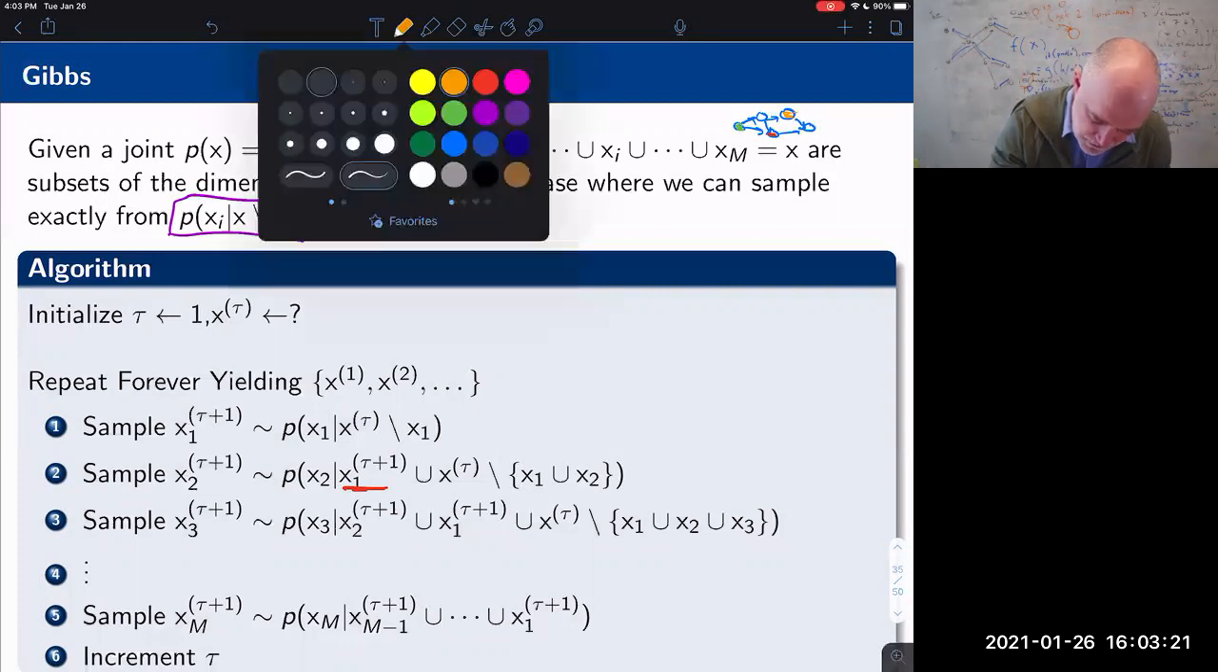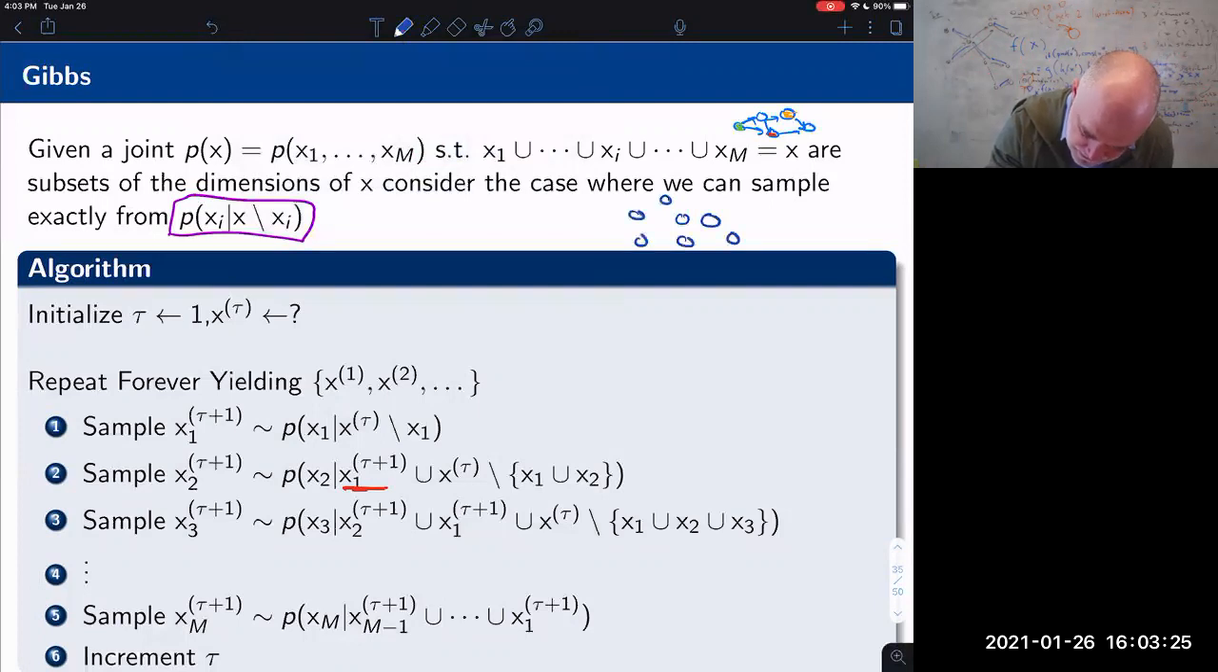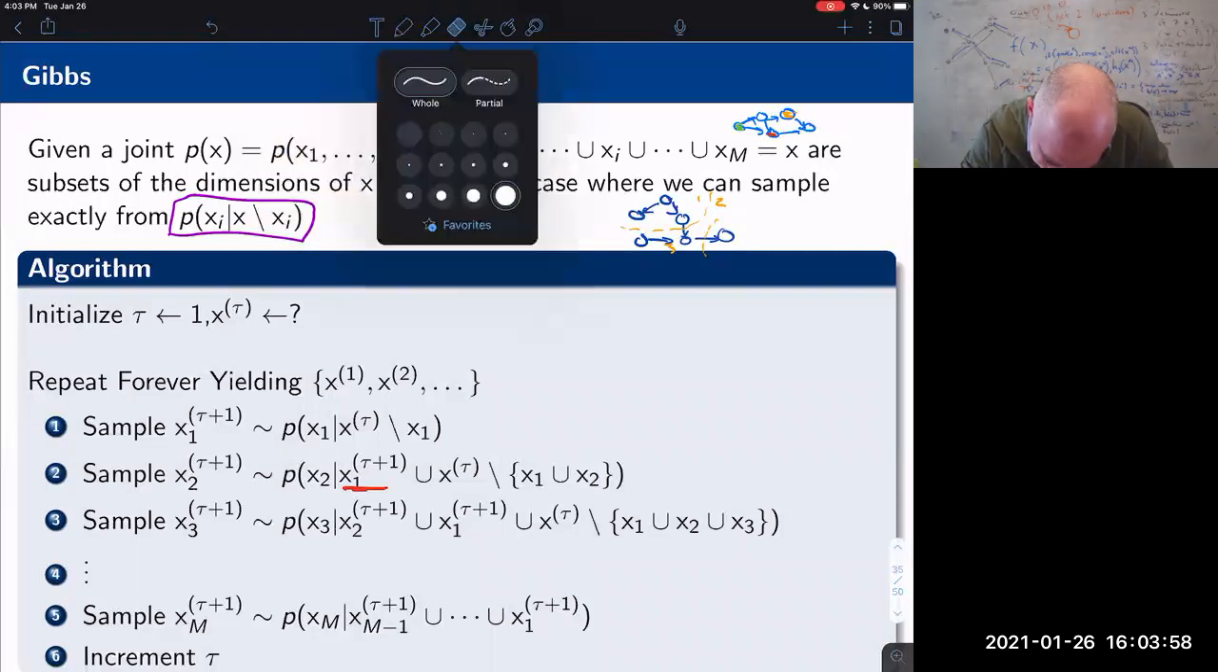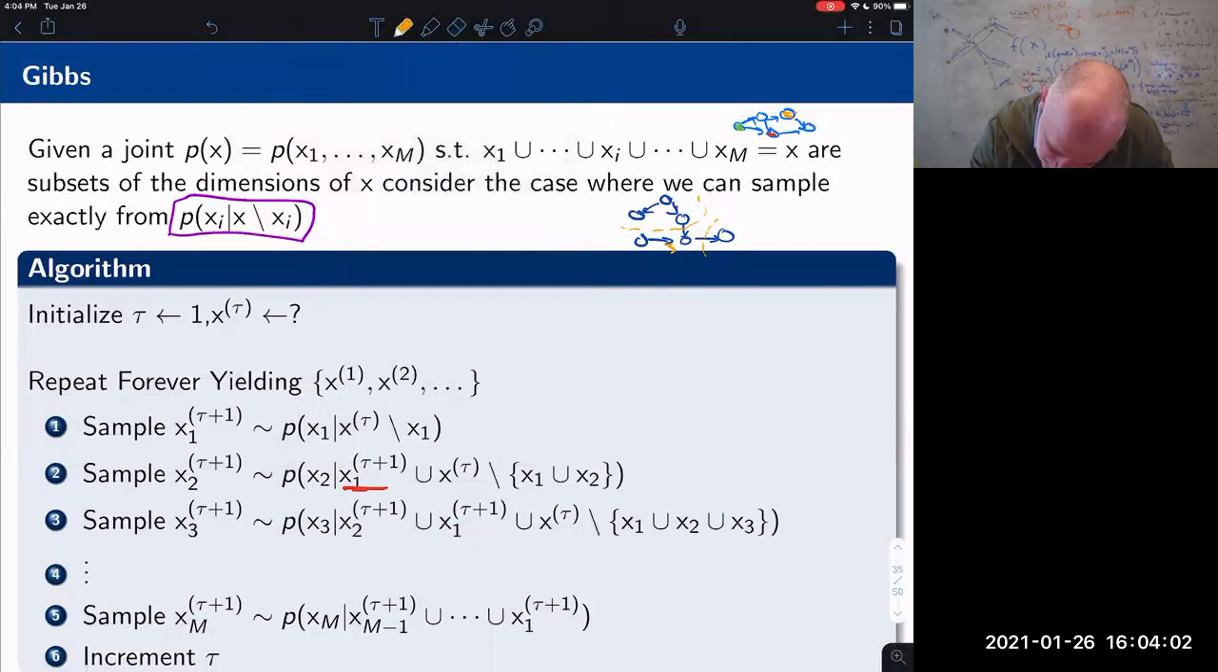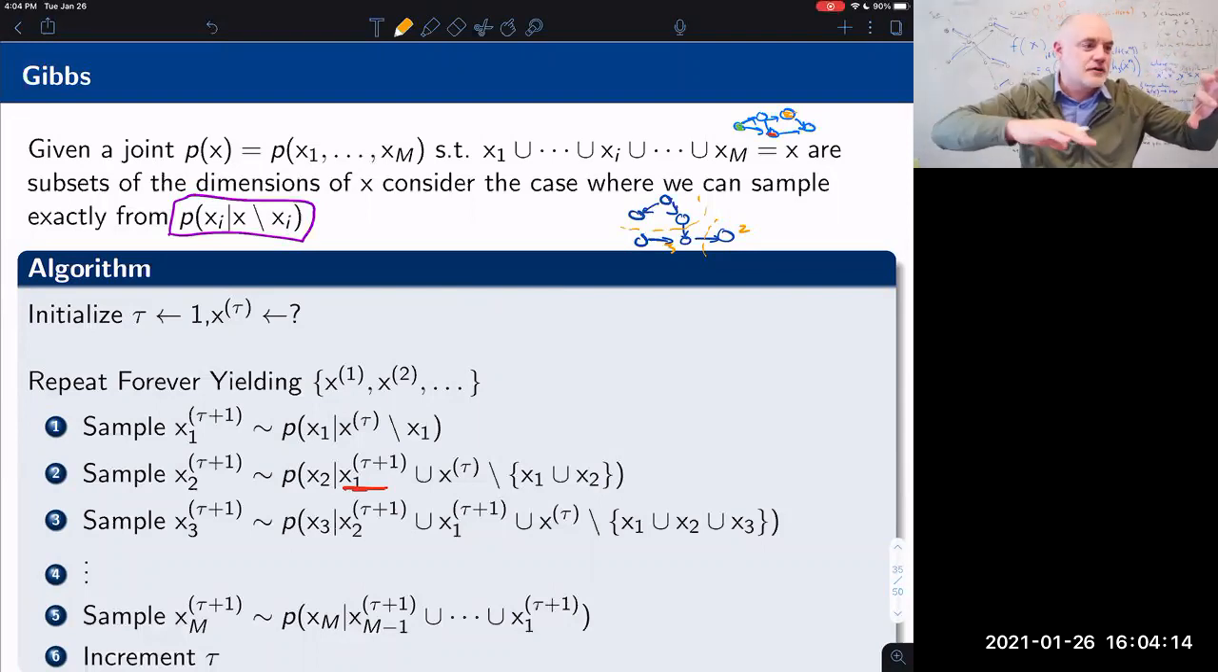M is the number of subsets that you've identified of all of your random variables. To try to be somewhat more clear about that, if I have some big Bayes net, I might choose to separate this off into 3 different subsets of variables, each of which you can write down the conditional distribution for, given the values of every other random variable. That gives you a subset of the random variables.